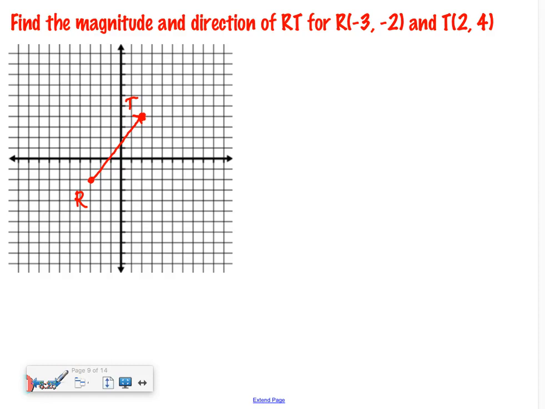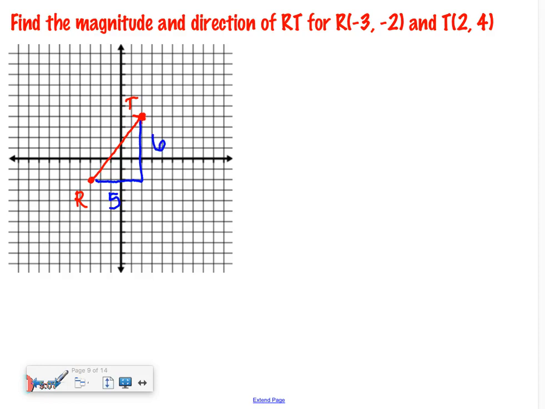Is that what you guys got for your vector? Something like that? Okay. Again, we're just going to do Pythagorean theorem. So let's draw in a right triangle so we can use Pythagorean theorem to find the length of RT. And if you can just count, gold star for you, but I'm going to draw it in so you guys can see the right triangle. One, two, three, four, 5. 1, 2, 3, 4, 5, 6.